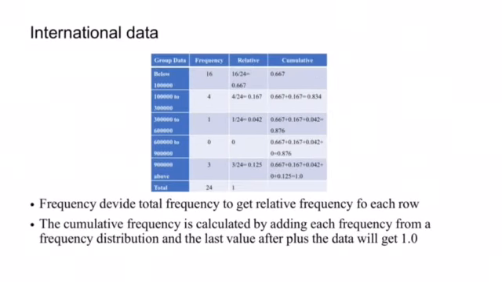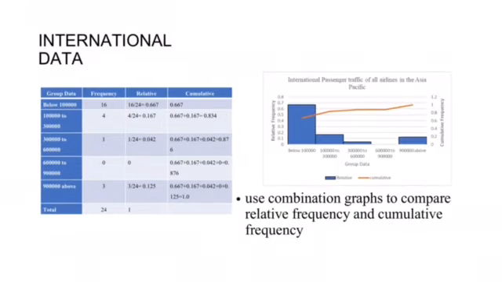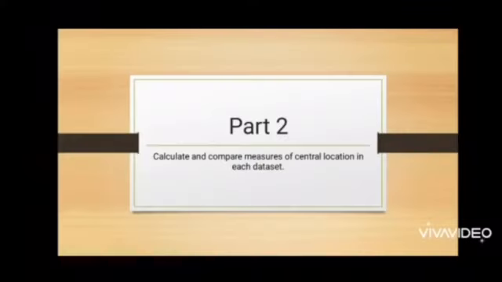The international data is the same as before: frequency divided by total frequency, and the cumulative frequency is calculated the same way as for domestic data, by adding each frequency from the frequency distribution. Then, using a combination graph to compare relative frequency and cumulative frequency for international data, and using a histogram and OGIVE graph.